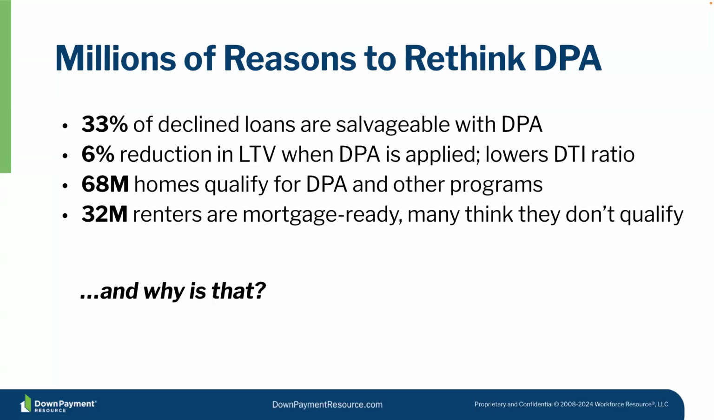Additionally, we did some research a couple years ago and found that about 68 million single family homes in the US qualify for down payment assistance. This was 87% of all available homes on the market. That is a significant amount of inventory. And lastly, through more recent research, we found that about 32 million renters are mortgage ready, but many don't think that they qualify. And why is that? Well, the 20% down myth, right? Or they think a student loan will kill their deal. So they're unaware of low first mortgage options or even down payment assistance programs, or perhaps some other misperception.